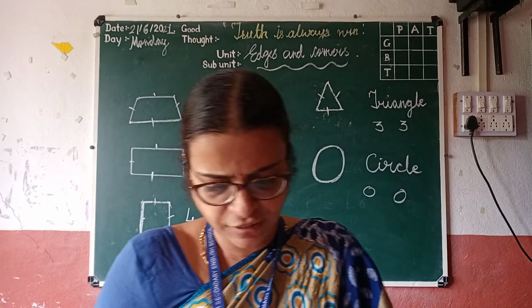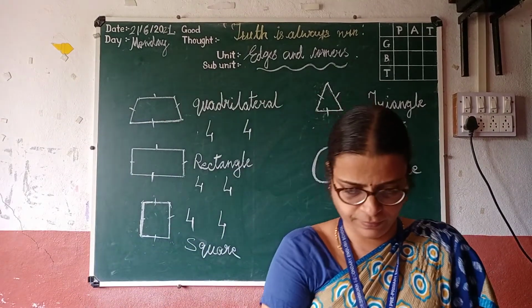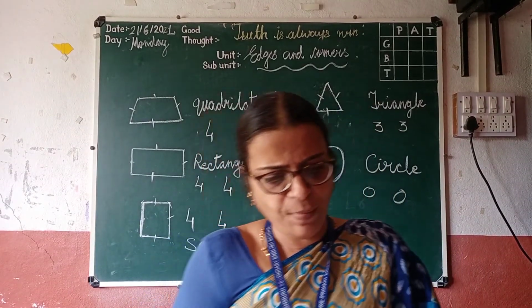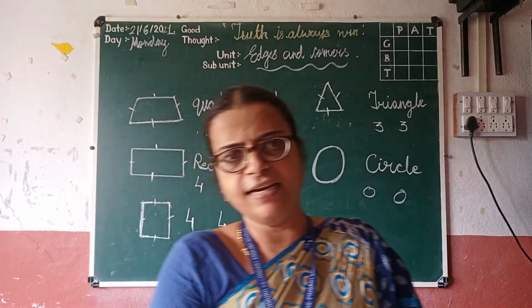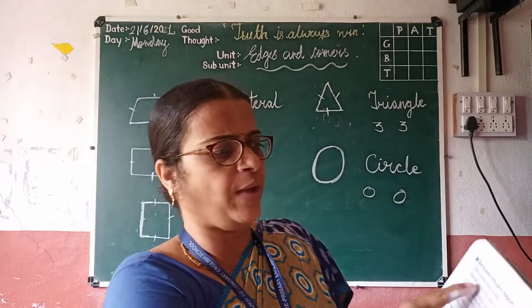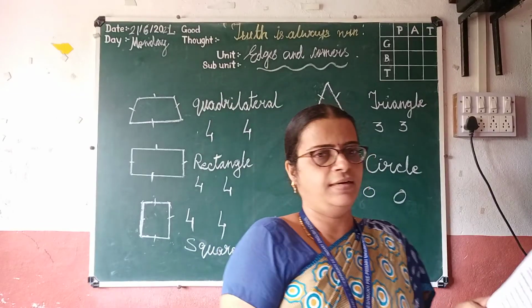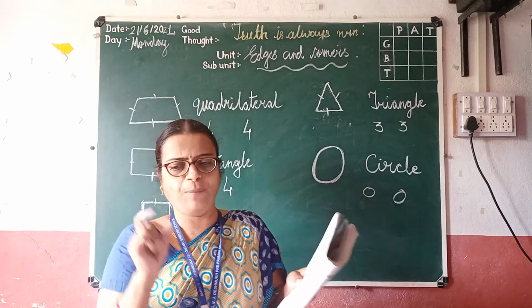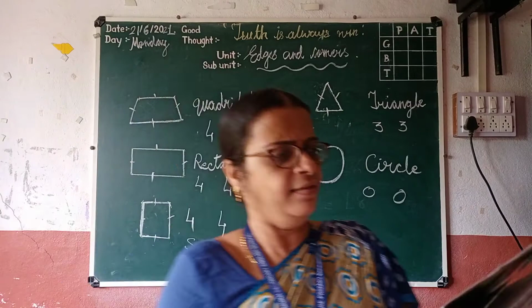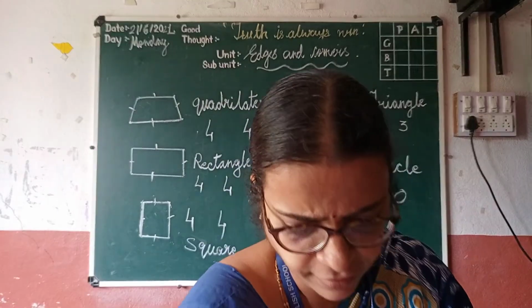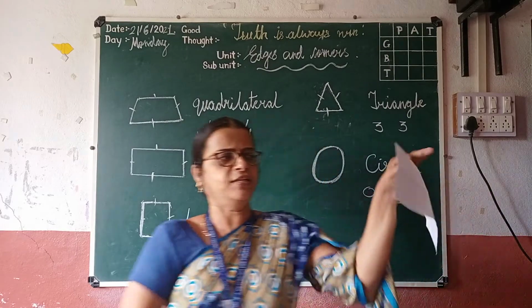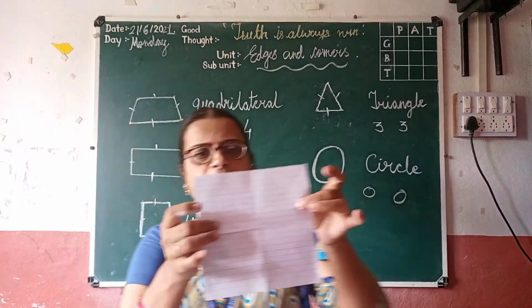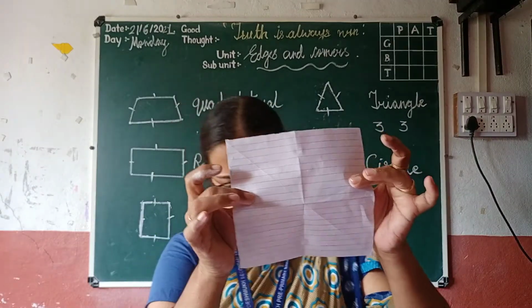Now next page, page number 4. So how to make a 5-piece diagram? Take a square piece of paper. So I have done it. See here, take a square piece of paper. This is a square piece of paper.